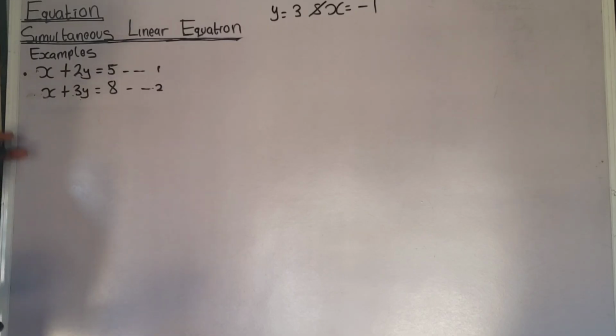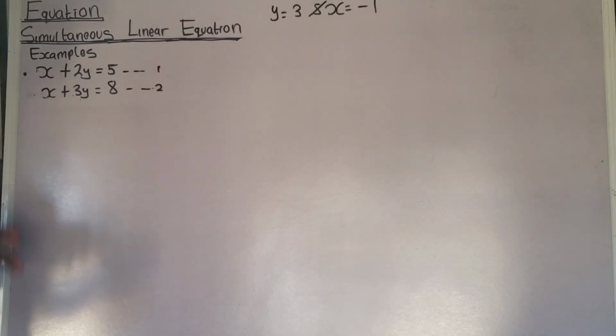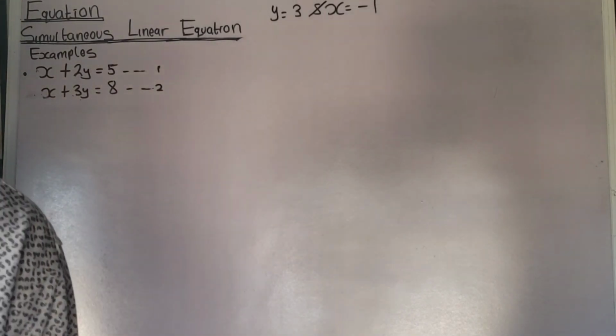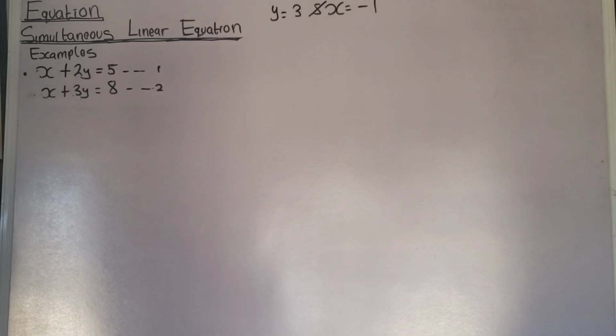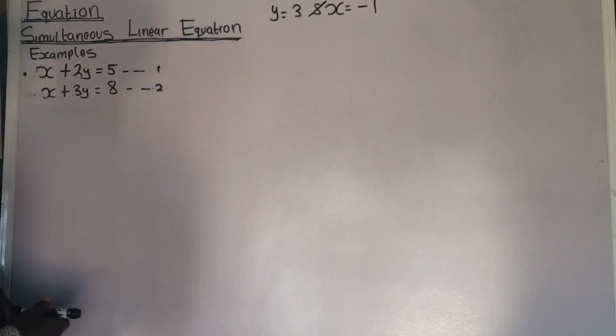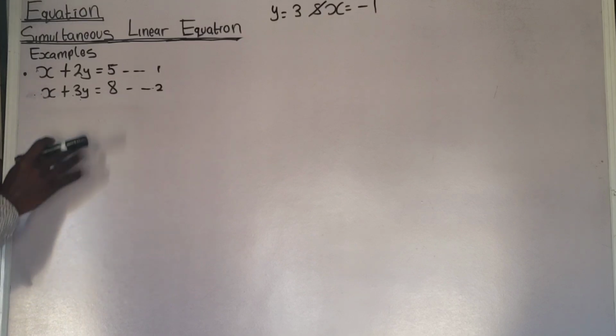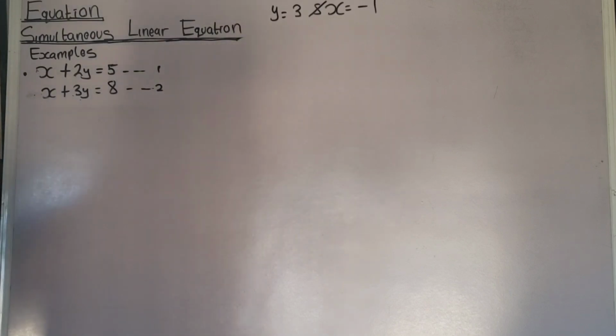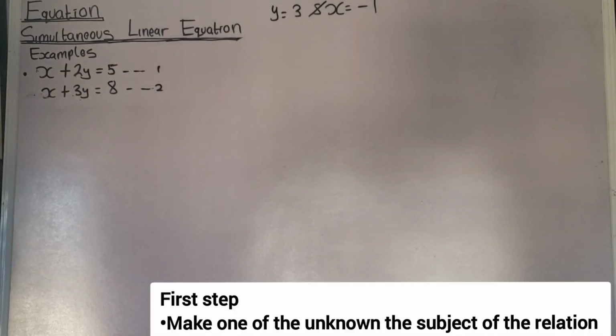Now let us use substitution method to solve this equation. I want you to take note of something. When we use elimination method, we got the value of y as 3 and the value of x as what? Negative 1. Now let's use substitution method. Pay attention. This is equation 1 and this is equation 2. In substitution method, all you have to do is first make one of the unknowns the subject of the relation in any of the equations.